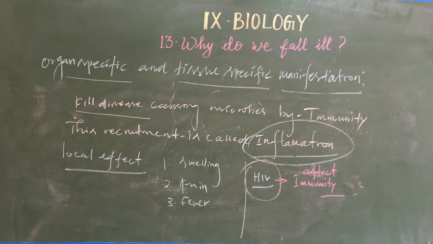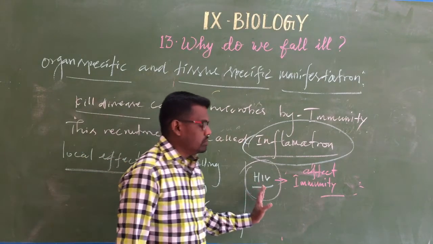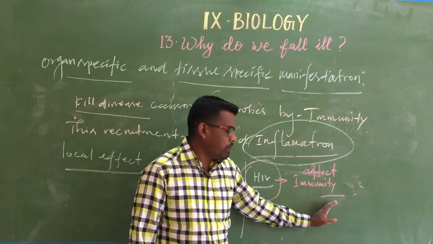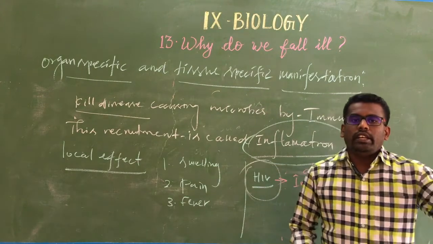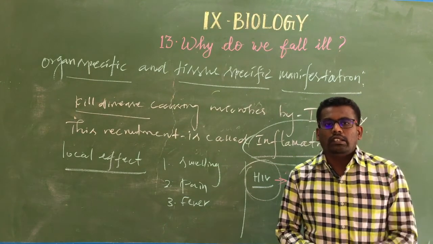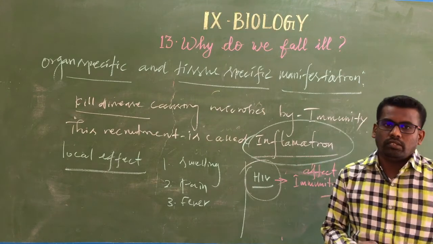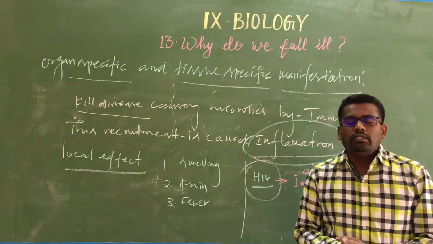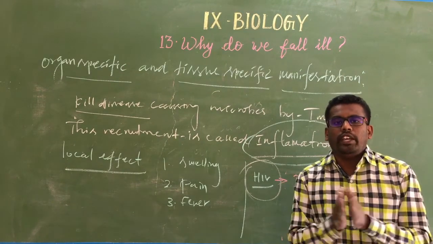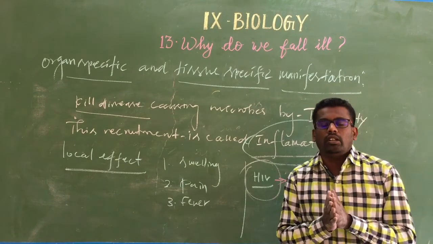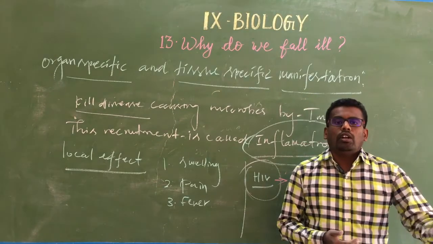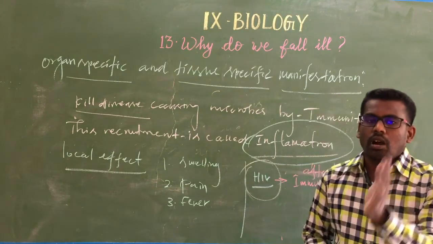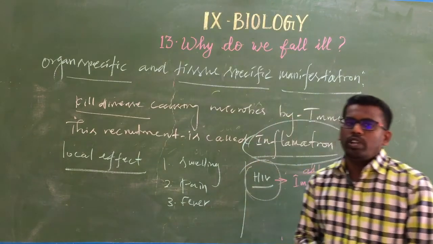tissue specific. Okay, so when a person is infected with HIV, it totally damages the immunity power, and the patients surrender to the disease, because he or she is unable to fight any disease, be it a bacterial disease or viral disease, or even a small common cold, because the common cold turns into a severe pneumonia.